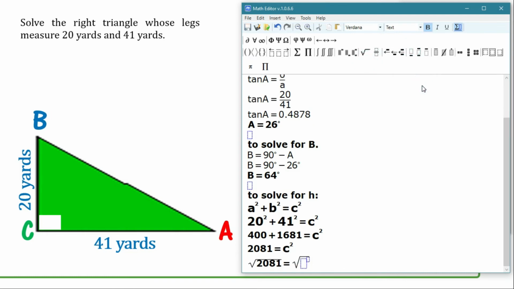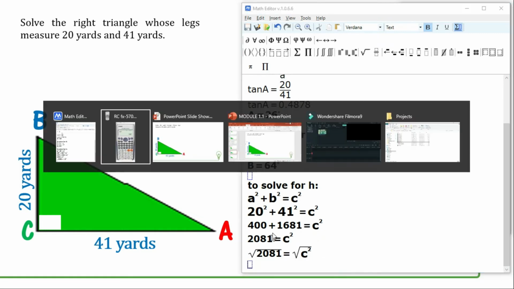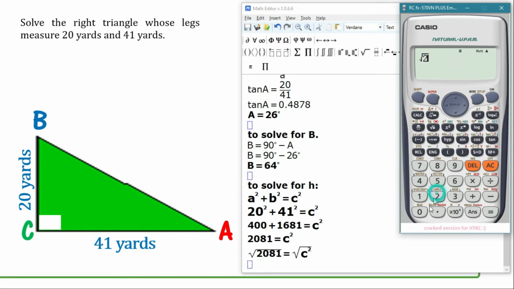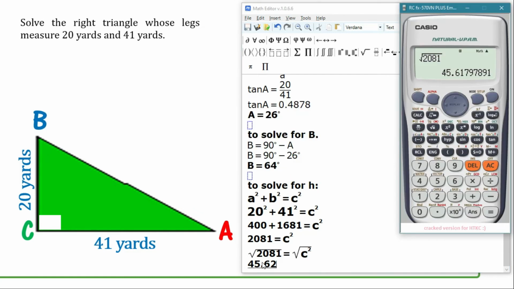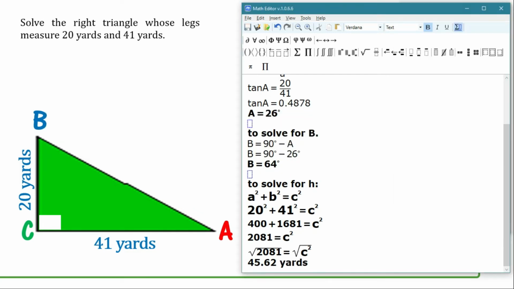Okay? And then, simplifying, what is to be simplified? That is the square root of 2,081. And that will yield 45.62 yards. Okay? So, rounded off to the nearest hundredths. Again, the value is 45.62 yards. Okay? And that is the value of C. Okay? So, we now have our values for the missing parts of the right triangle.